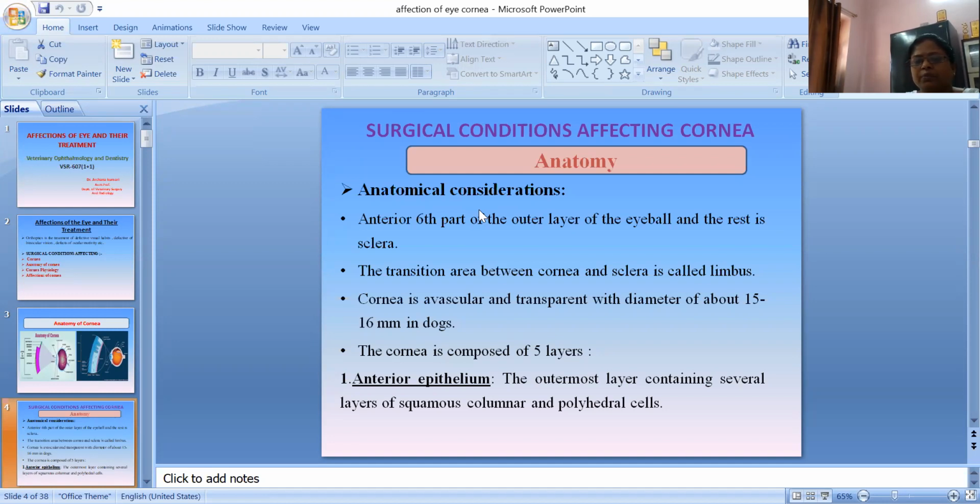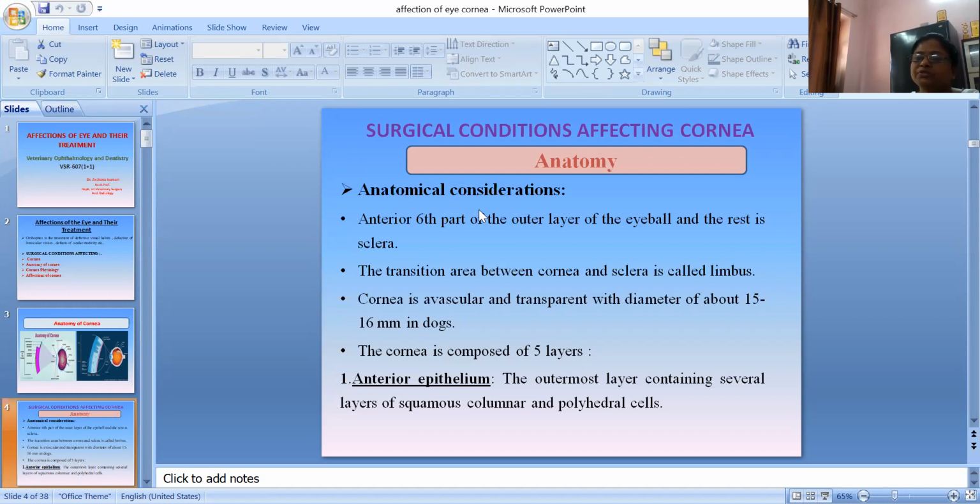So today I'm going to deal with affections of the cornea. You all know about the cornea and corneal transplant. So first I'm going to do the anatomy of the cornea.